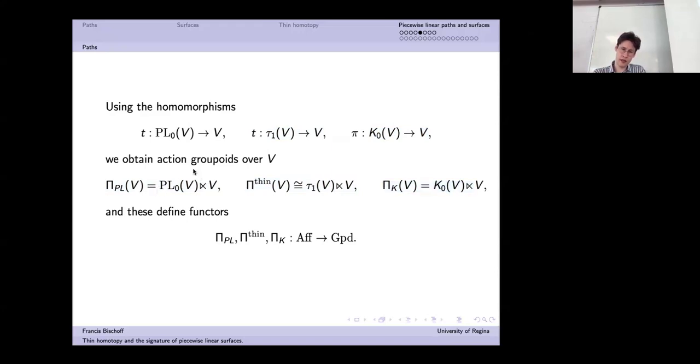And in fact, you can let V be any vector space, and in fact, think of it as an affine space. And you get in this way three functors from the category of affine spaces to the category of groupoids. So I claim that these constructions are functorial. If I have an affine transformation between vector spaces, it induces homomorphisms between the groupoids.